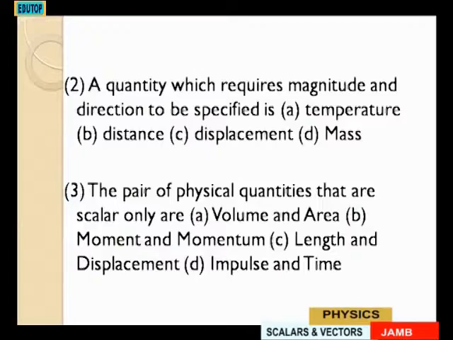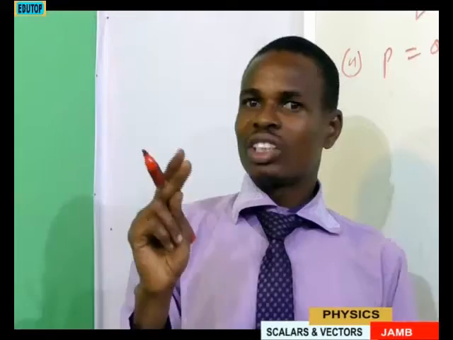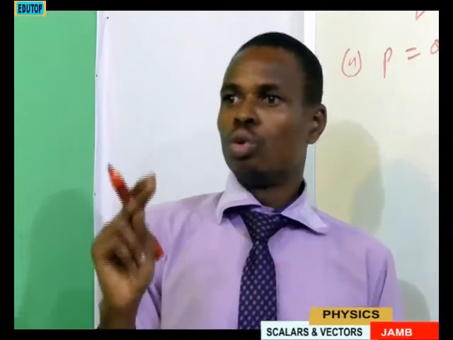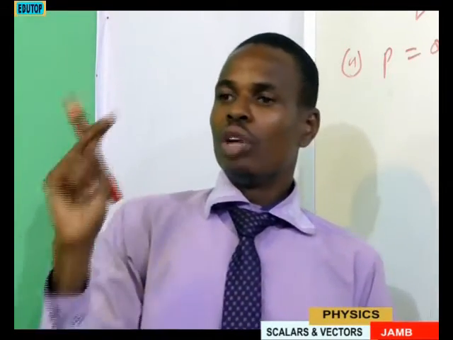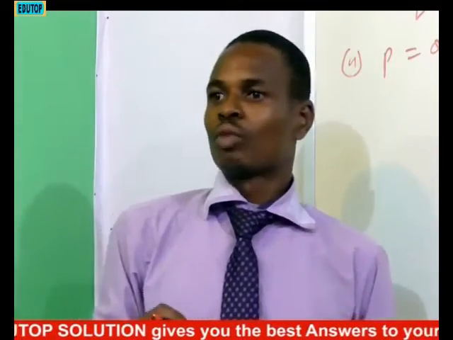Question number 3. The pair of physical quantities that are scalar only are option A, volume and area, option B, moment and momentum, option C, length and displacement, option D, impulse and time. In this question, we are given those quantities in pairs. We have to determine which of those options are both scalars.